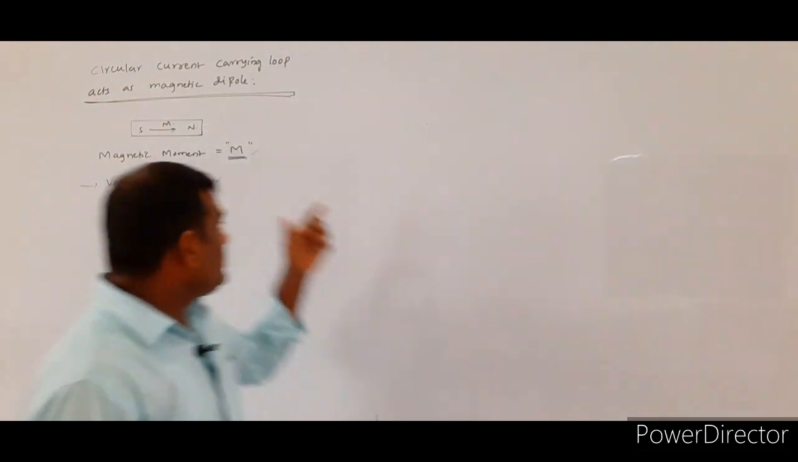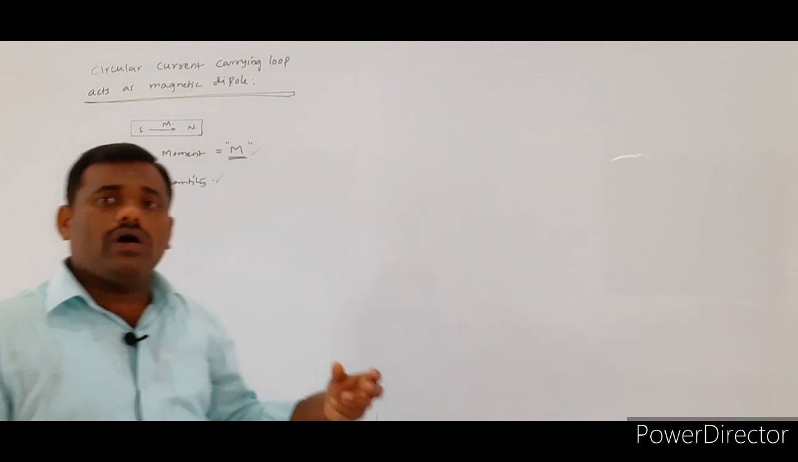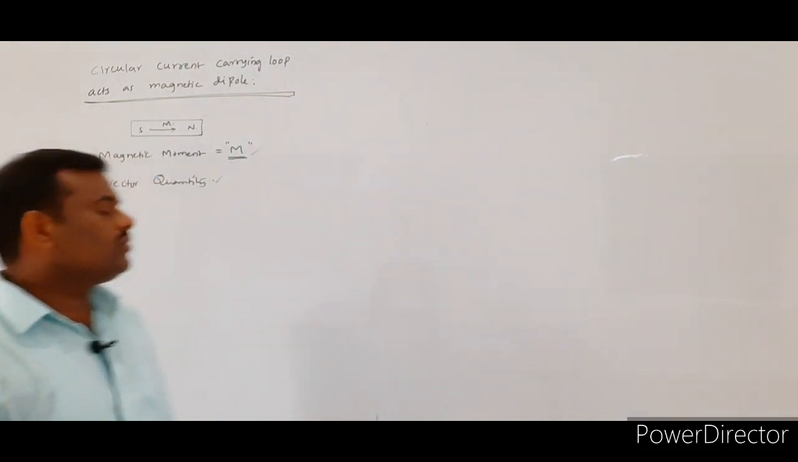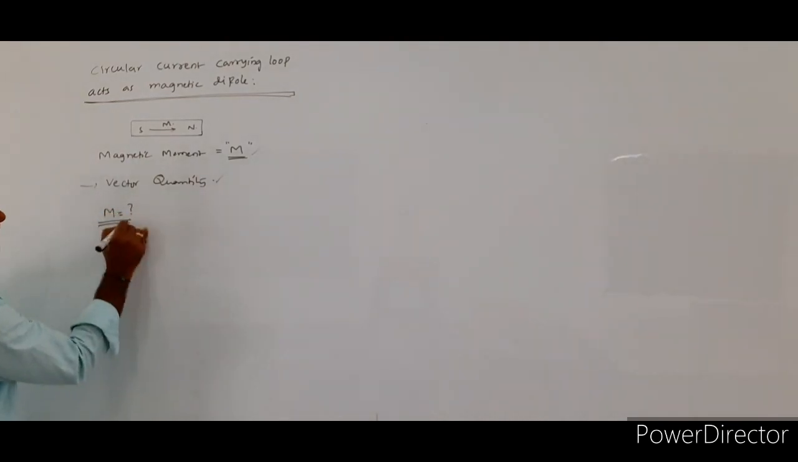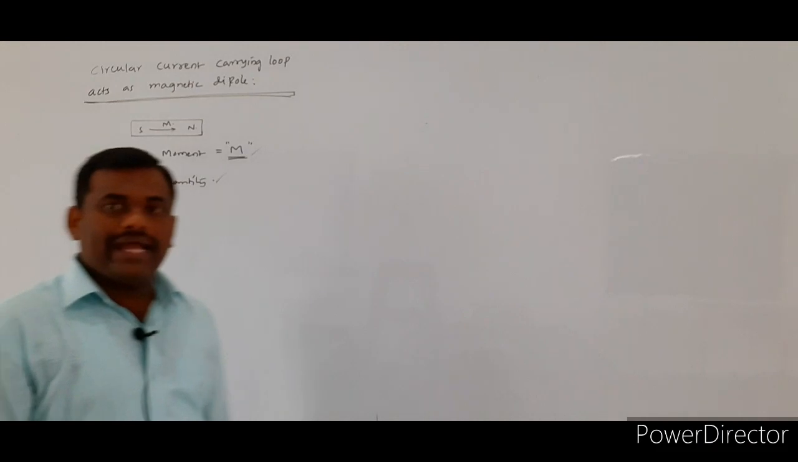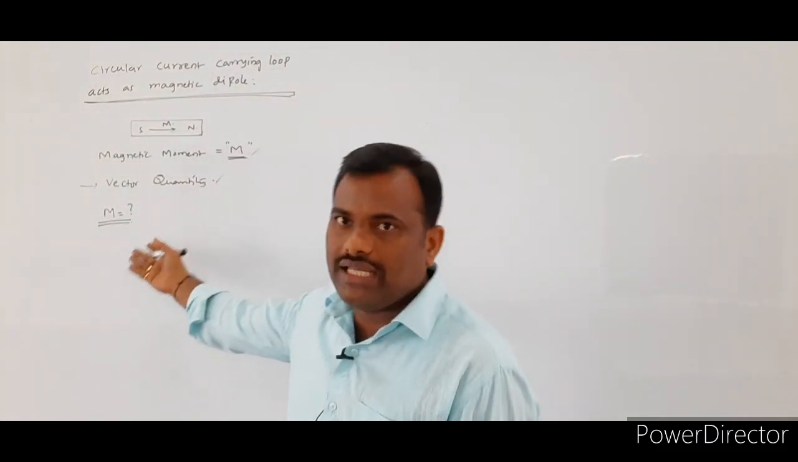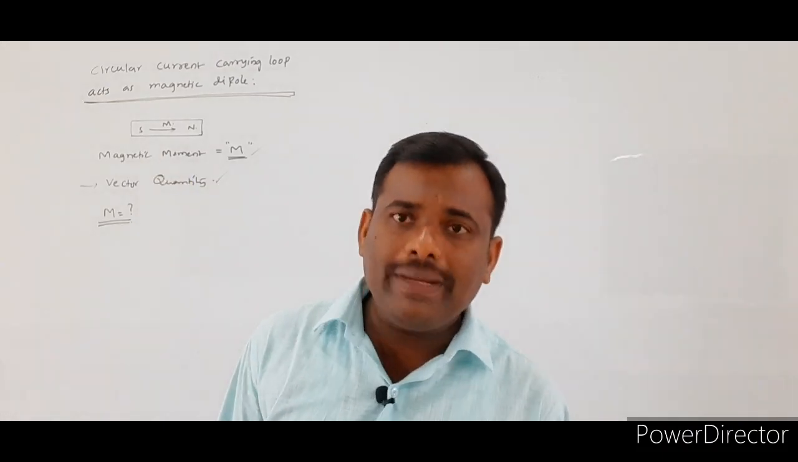So in this topic, if a circular current carrying coil acts as a magnetic dipole, we have to derive the expression for the magnetic moment of the dipole. Here we are going to derive the expression for the magnetic moment of the dipole.